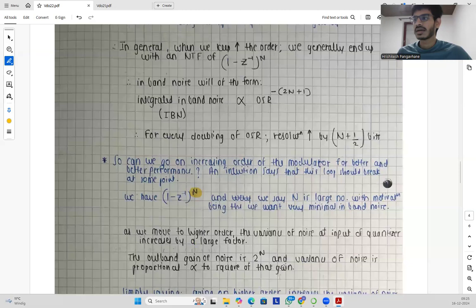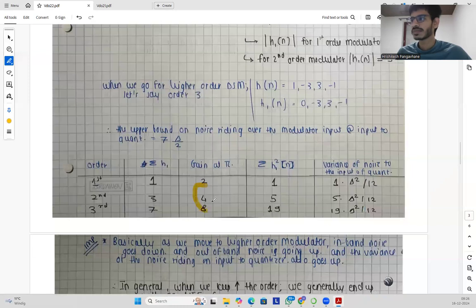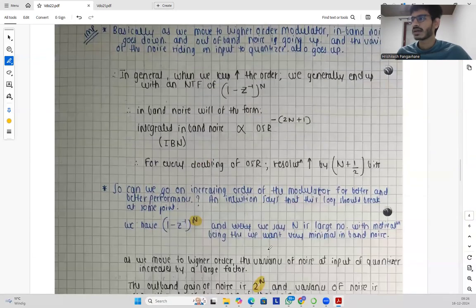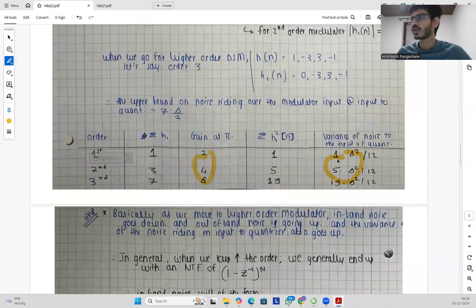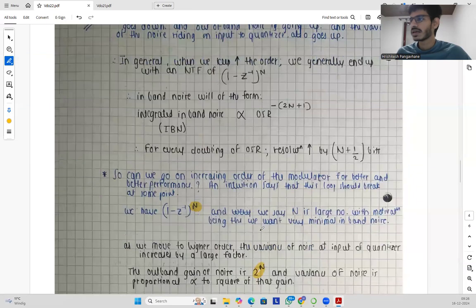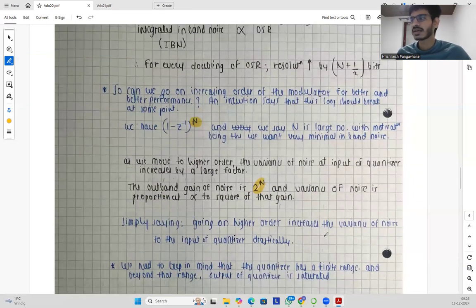So the out-band gain of the noise is 2 to the power n, as we saw over here, and the variance of the noise is proportional to the square of that gain. Basically, going on increasing the order of the modulator increases the variance of noise at the input of the quantizer very drastically. And we need to keep in mind that the quantizer itself has a finite range, and beyond that range, the output of the quantizer is saturated.